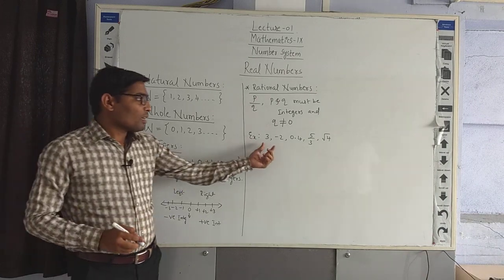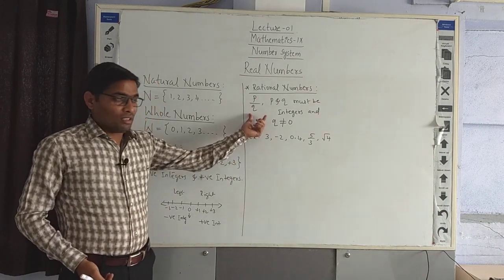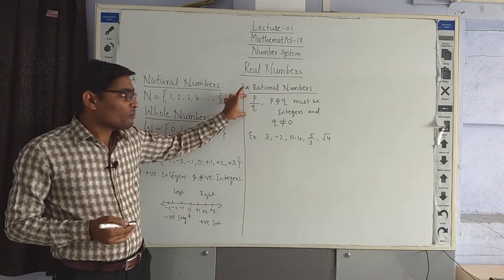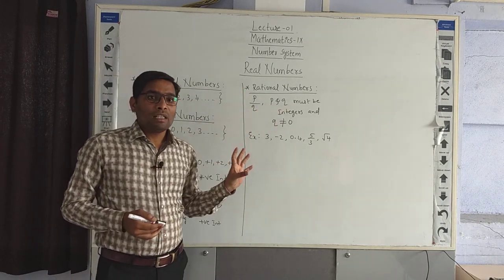Let's discuss. See here in the definition, I have stated that any number which can be expressed in the form of p by q, and both p and q must be integers.